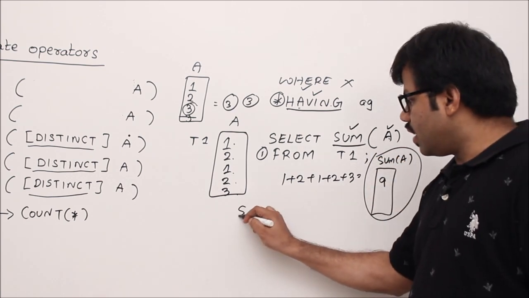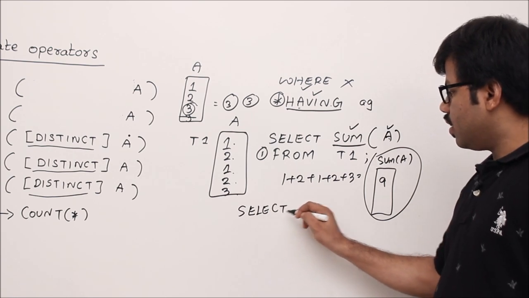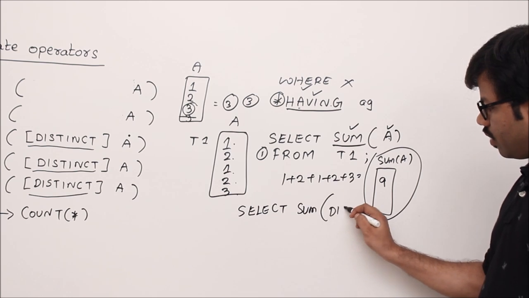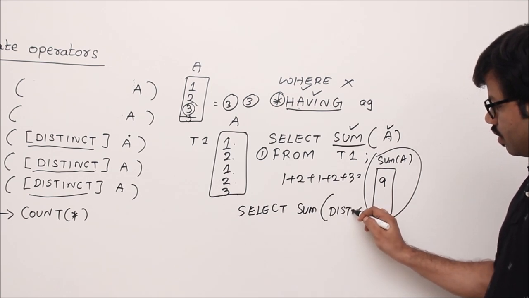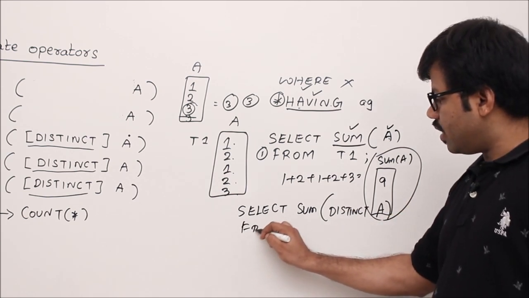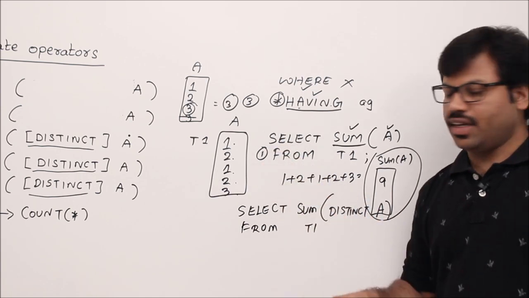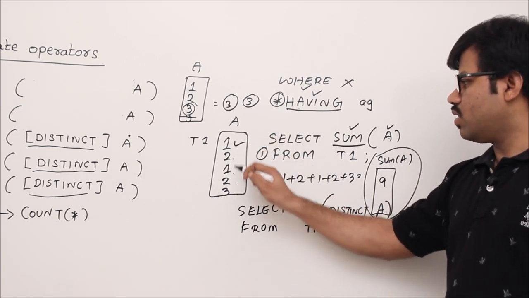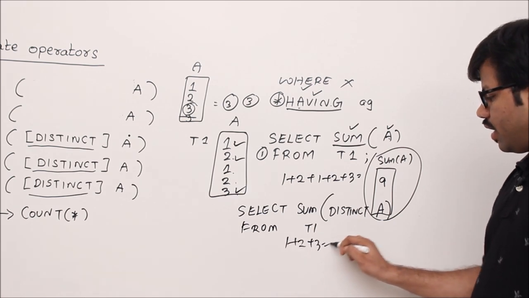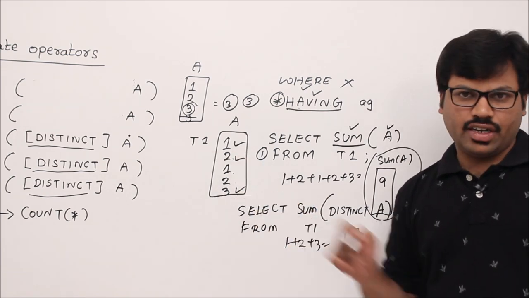If I write select here, let me write one more time. Select sum of, we can write distinct also. For that, sum of distinct A from, let's say, T1. If you do it, then only distinct A values will be taken. In this A, the distinct values are 1, 2, 3, and only those values will be summed up. Then you get 6 as the output. That is the difference between writing distinct and not writing.